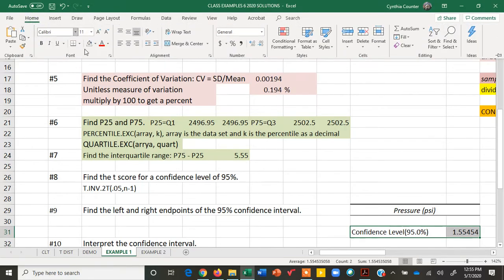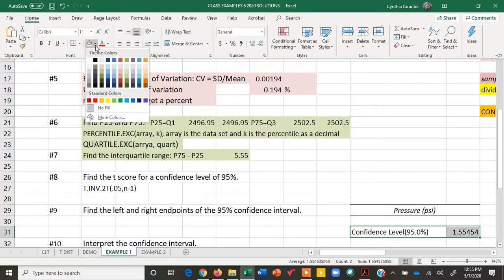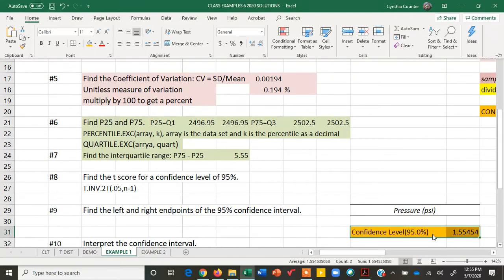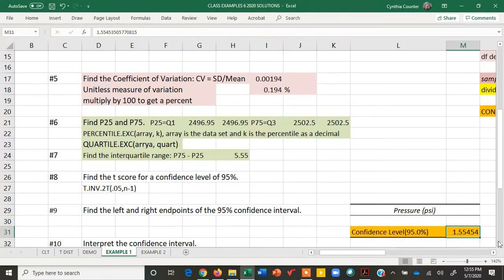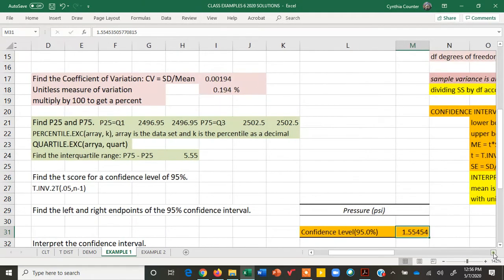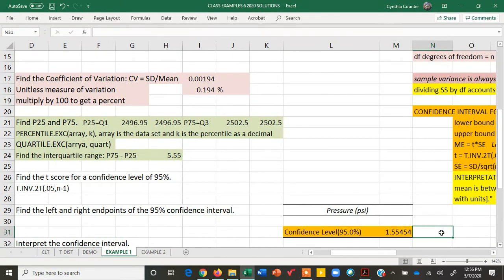1.5545. Well, what does this mean? It's obviously not a confidence interval. The confidence level is the 95%. So what is this 1.5545? Turns out that is the margin of error. So what this confidence level output is in the summary statistics is the margin of error.